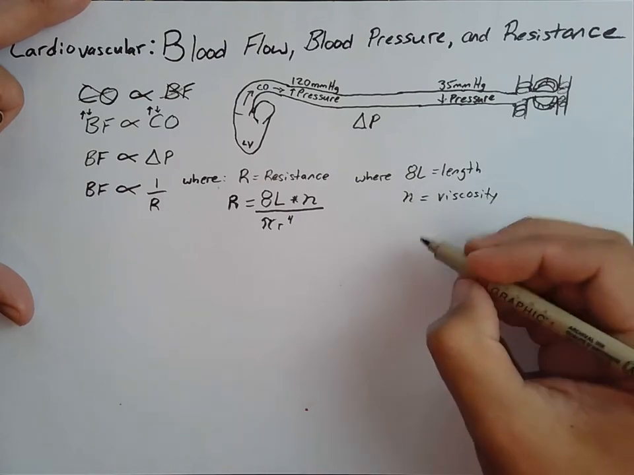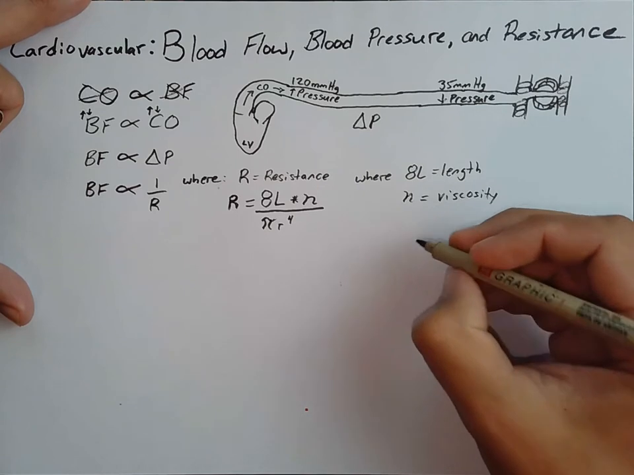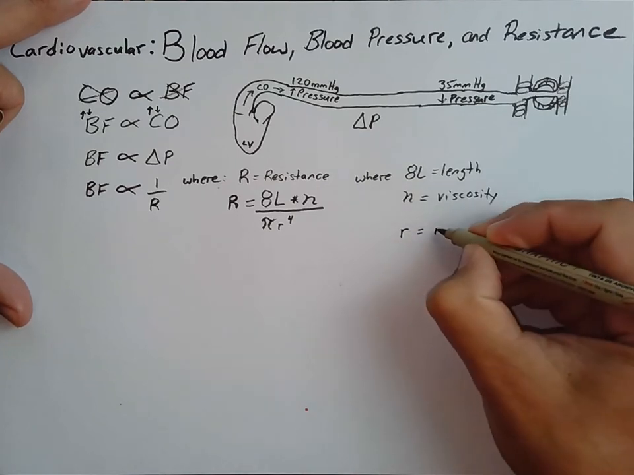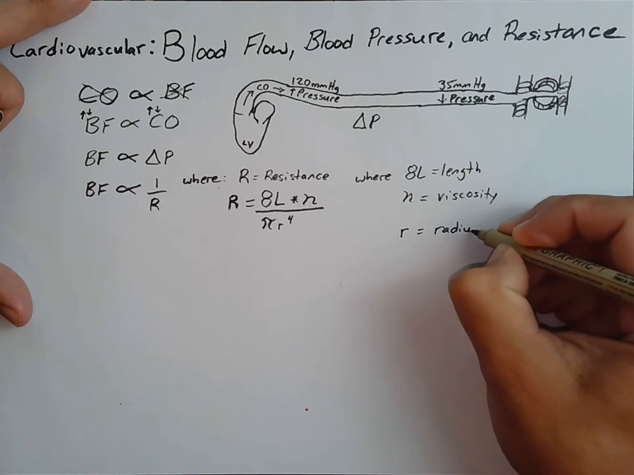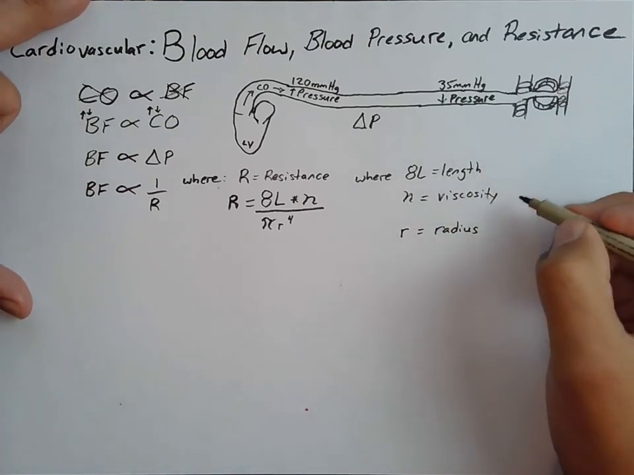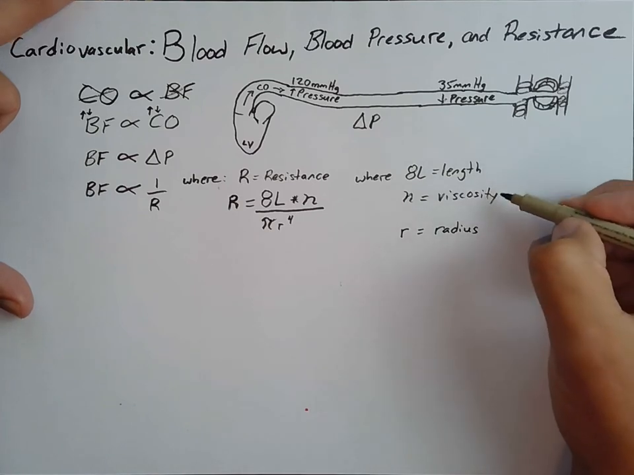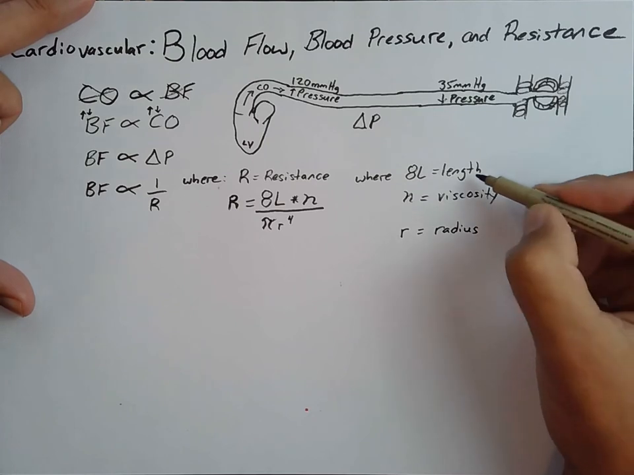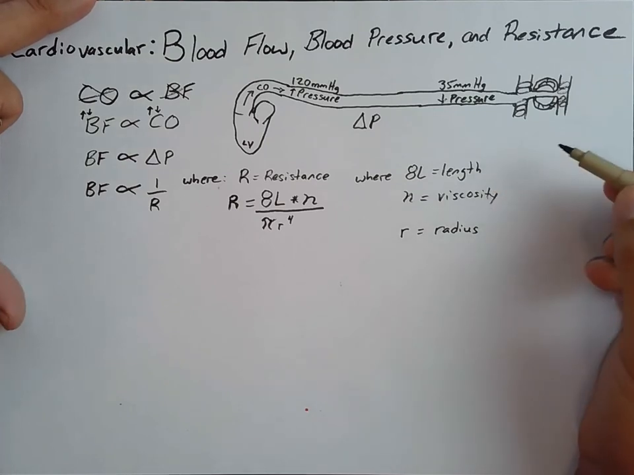And last but not least, actually the most important, is r, lowercase r, equals radius. Let's think about each one of these variables, such as length, the length of your blood vessels. Well, length of the blood vessels changes rapidly as you're growing, of course, right?